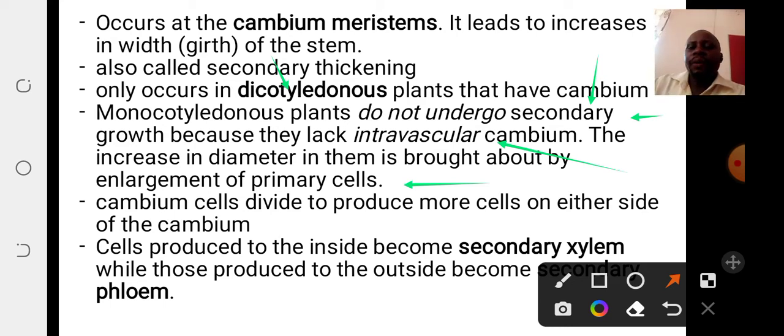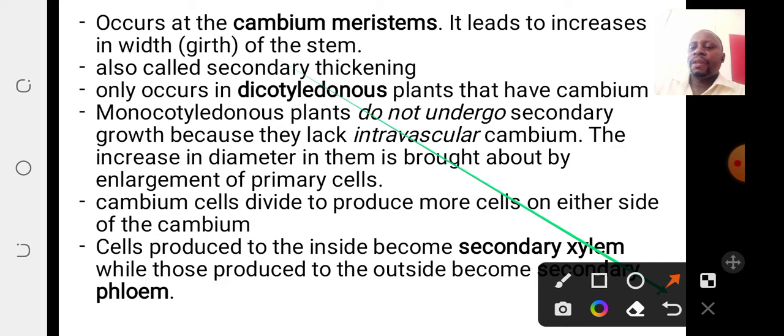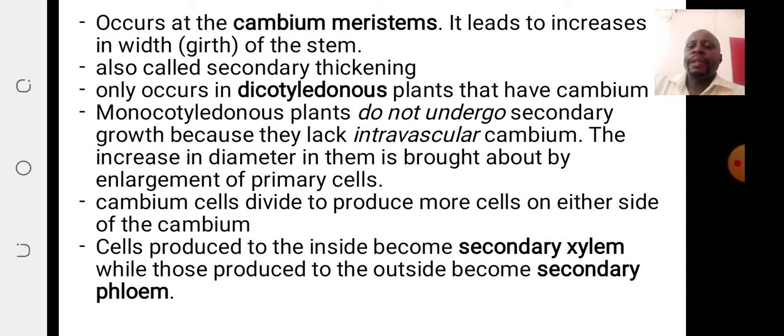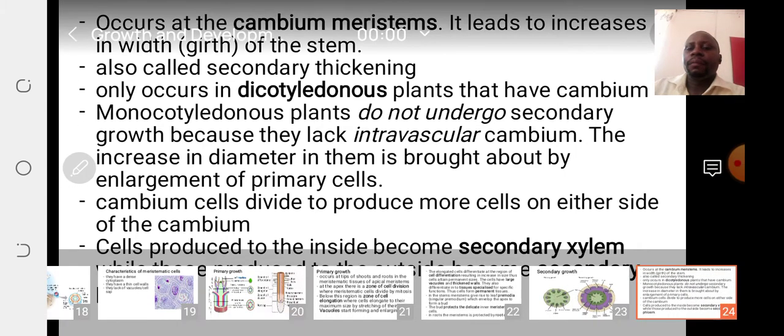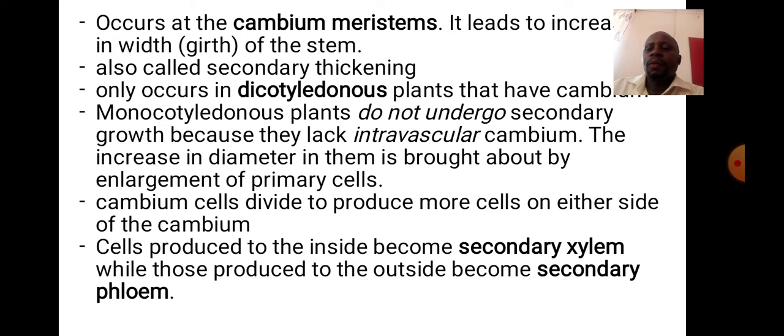So how does secondary growth occur? Secondary growth occurs due to the cells which are found at the cambium. Cambium cells divide to produce more cells on either side of the cambium, that is towards the outer or the inner of the cambium. The cells produced towards the inner form secondary xylem, while those produced towards the outer become secondary phloem.